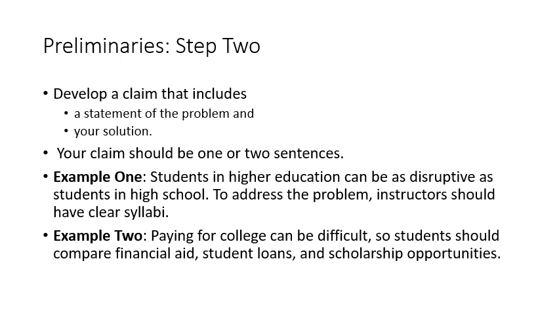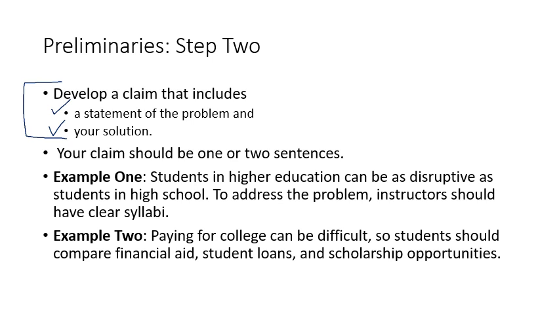So the second step in our preliminary part of the process is to develop a claim. This claim should have two parts, a statement of the problem and what your solution is going to be. So this can be either written as one or two sentences, and I have an example of both.